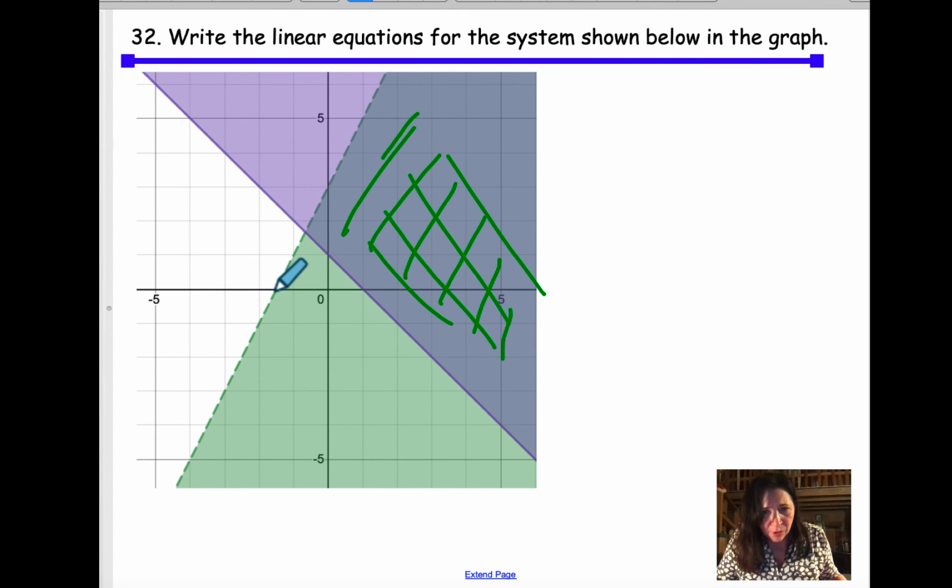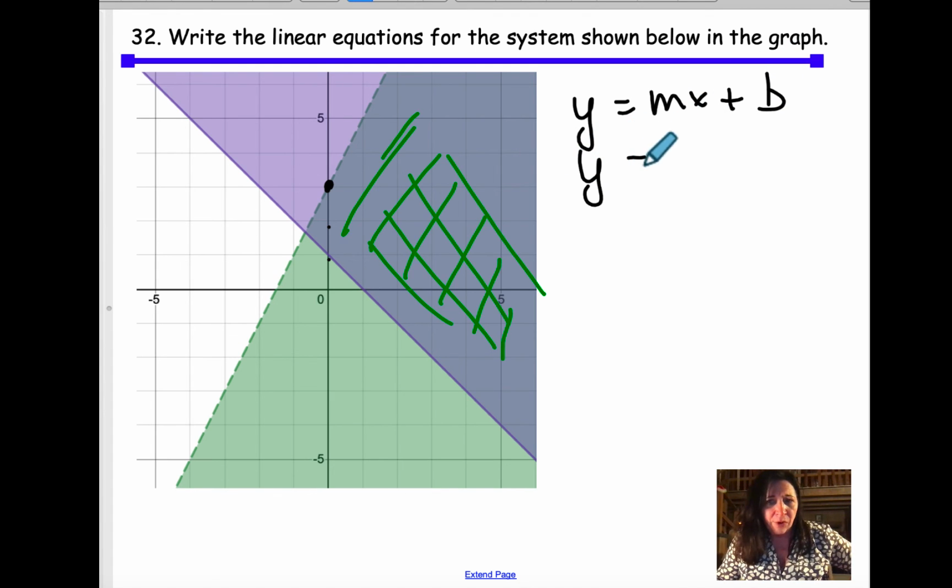This one, I can't tell where this is going, but I do see, actually, that we have 1, 2, 3. We have a point here at 3. So if I start with y equals mx plus b, right? So y equals, I know that b is going to be 3. All right? So far, so good. I also know that I'm shading down. See how it's shaded down? So that means that this equals is not actually an equals. It's less than, but not less than or equal to because it's a dotted line. And we also know we have an x here.